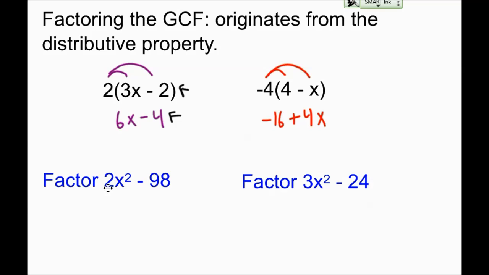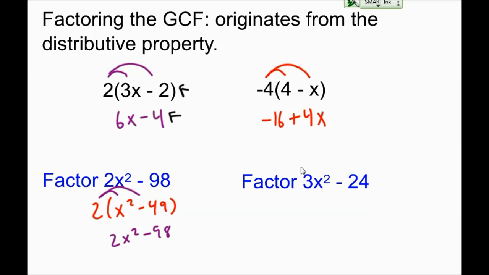So looking at this one, I'm looking at 2x squared minus 98. Well, I know that 2 is even, and so is 98. So I can go ahead and factor out a 2. That means I write it like this: 2 times x squared minus 49. So basically, I'm dividing each of these by 2 and putting it on the outside. And if I wanted to check my work, I could go ahead and distribute, do the opposite, and I'd get 2x squared minus 98. So I know that I factored it correctly. I can't take anything else out because this is a 1 and that's a 49. And this has x squared and this doesn't have any x's. So I can't do anything else with it.